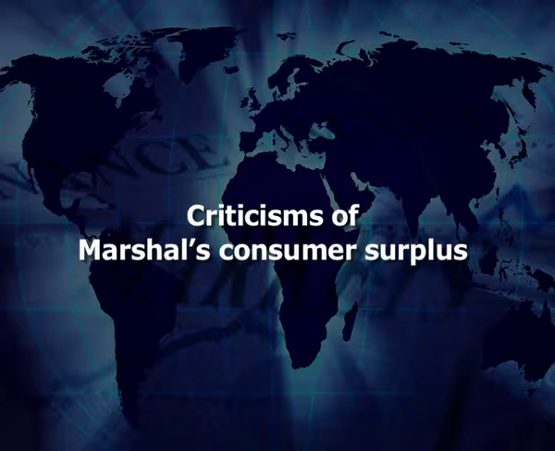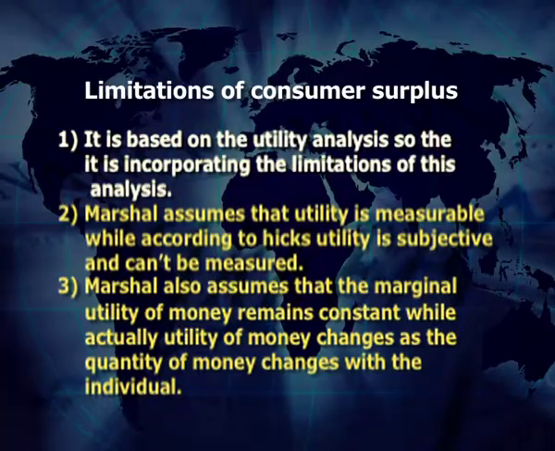Let's begin with criticism of Marshall's consumer surplus. There are a few fundamental limitations in Marshall's concept of consumer surplus. First, it is based on utility analysis, so it incorporates the limitations of this analysis also. Second, Marshall assumes that utility is measurable, while according to Hicks, utility is subjective and can't be measured. Third, Marshall also assumes that the marginal utility of money remains constant, while actually the utility of money changes as the quantity of money changes with the individual.